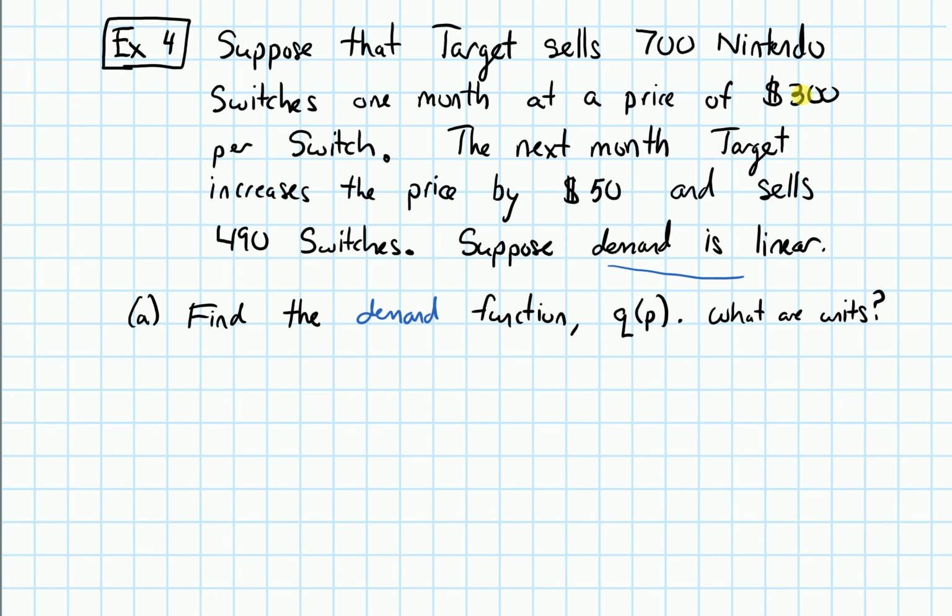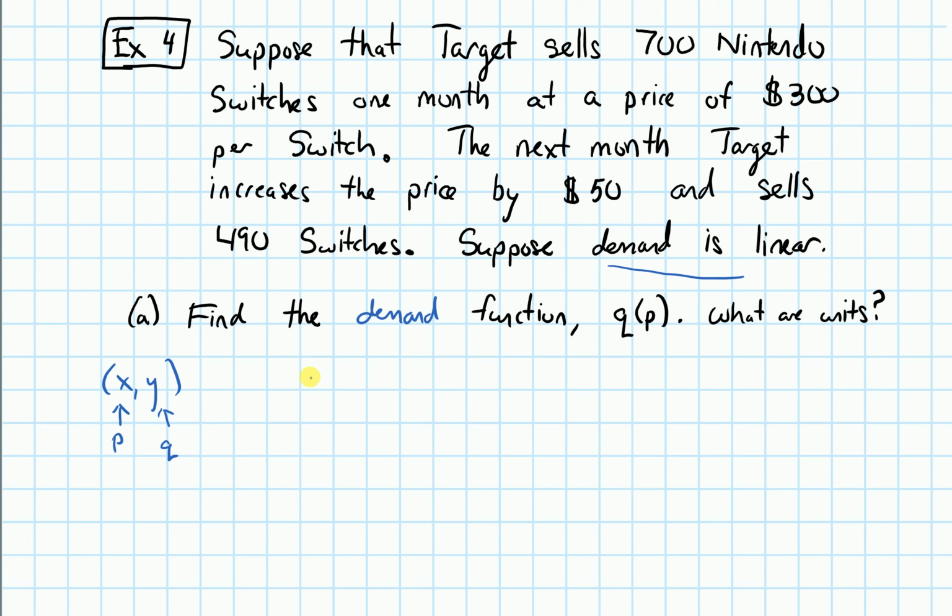So somehow we need to convert the information that this tells us into points, so into some x comma y's. Except in our problem here, the variable that we're plugging in, the x variable, is actually P. And instead of y, we have Q, and Q represents the demand.